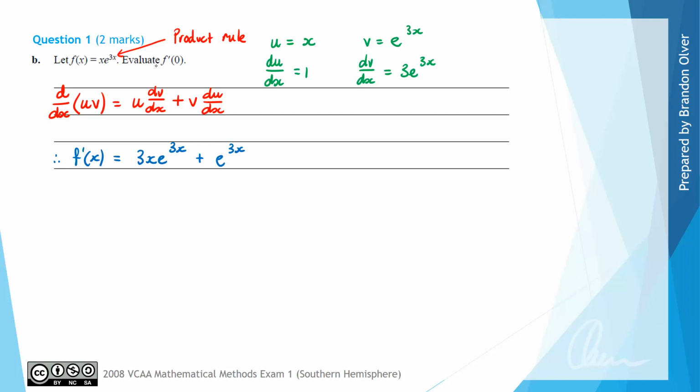However, this question wants us to evaluate f dashed of 0. So f dashed of 0 is equal to 3 times 0 times e to the power of 3 times 0, plus e to the power of 3 times 0. Simplifying that, anything times 0 is simply 0, so we have 0 plus e to the power of 0, which is 1. So f dashed of 0 simply equals 1. And that is the answer for part B.